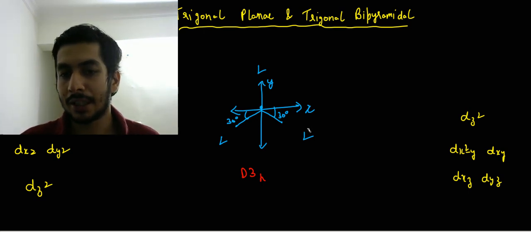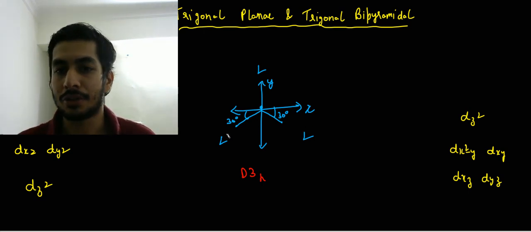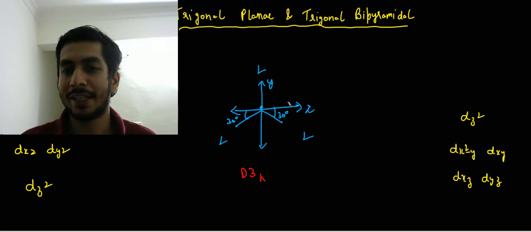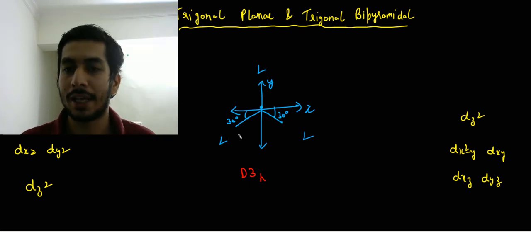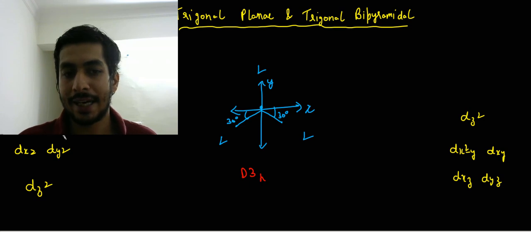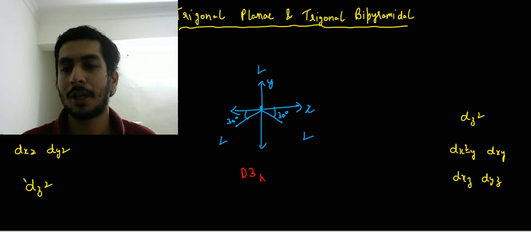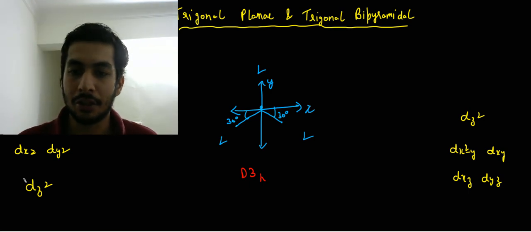So because of that, it is now facing considerable repulsion, whereas your dz square is not facing any considerable repulsion, because now there's only one ligand present in the y direction. But your xz and yz are having these ligands present, so they are just immediately on top of these ligands. So they face some kind of repulsion, because of which your dxz and dyz gain energy or are of higher energy, and dz square becomes the orbital of the least energy.